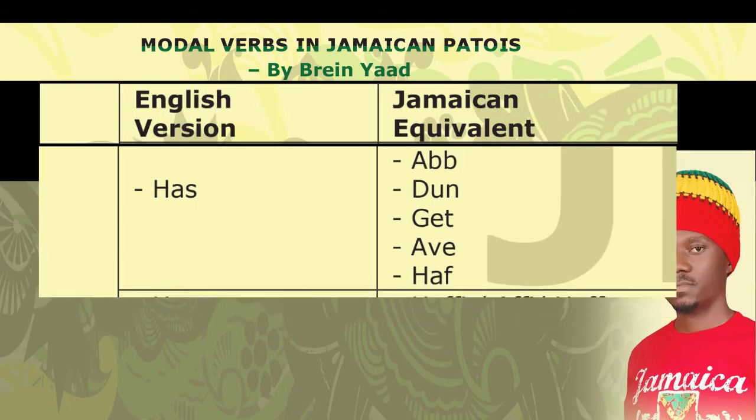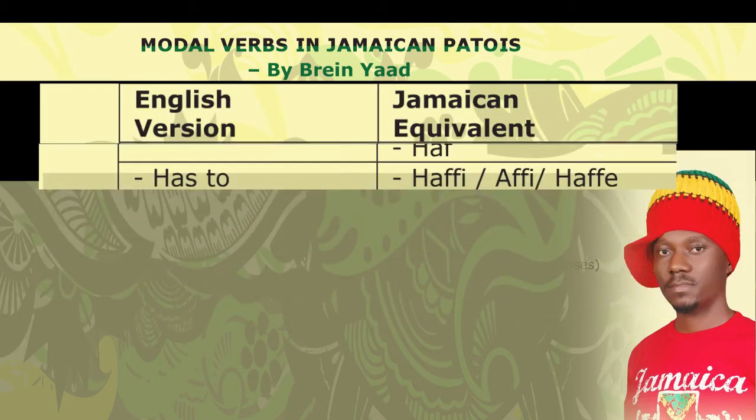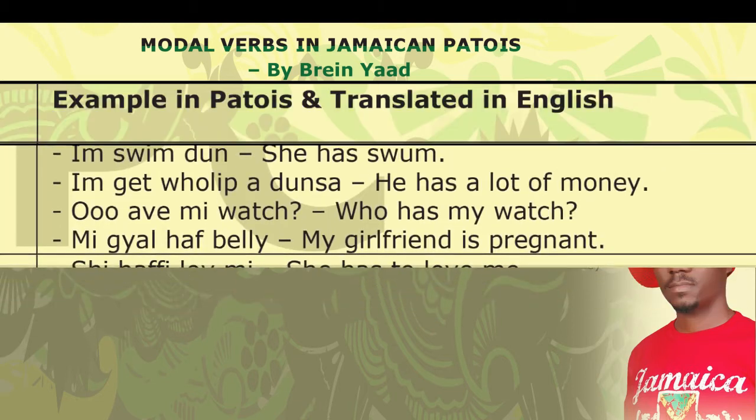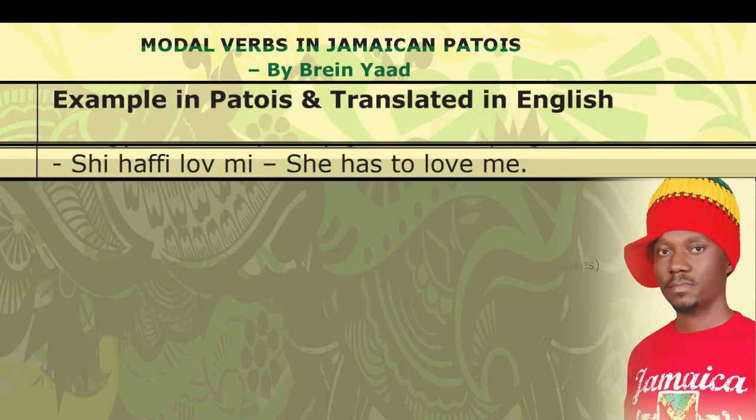Okay, then we go to modal verb has to. How do you say has to? You simply say "hafi" or "afi." And an example we say, "Shafi love me." She has to love me. By hook or crook, she has to love me. Why are you sure she will love you? Do you do witchcraft?